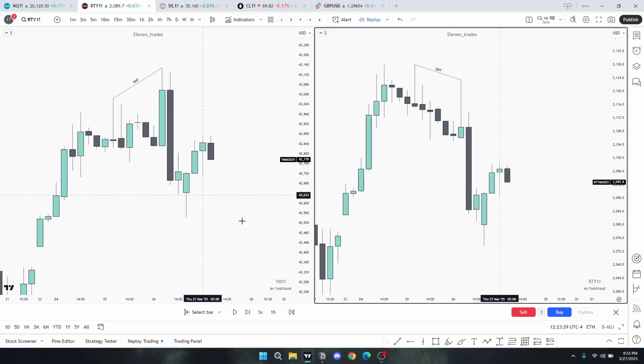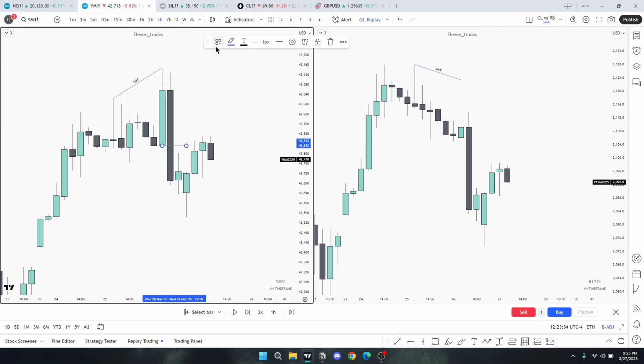So here on the 4-hour chart, you can see we have bearish confluences. One, we have a closure below the up close candle, a shift in the order flow, a change in the state of delivery, both on the YM and on the RTY. But in this case, the RTY was weaker, so I'm shorting this.